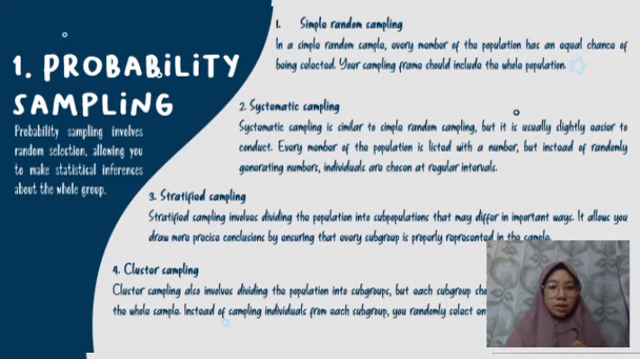Fourth is cluster sampling. Cluster sampling also involves dividing the population into subgroups, but each subgroup should have similar characteristics to the whole sample. Instead of sampling individuals from each subgroup, you randomly select entire subgroups.